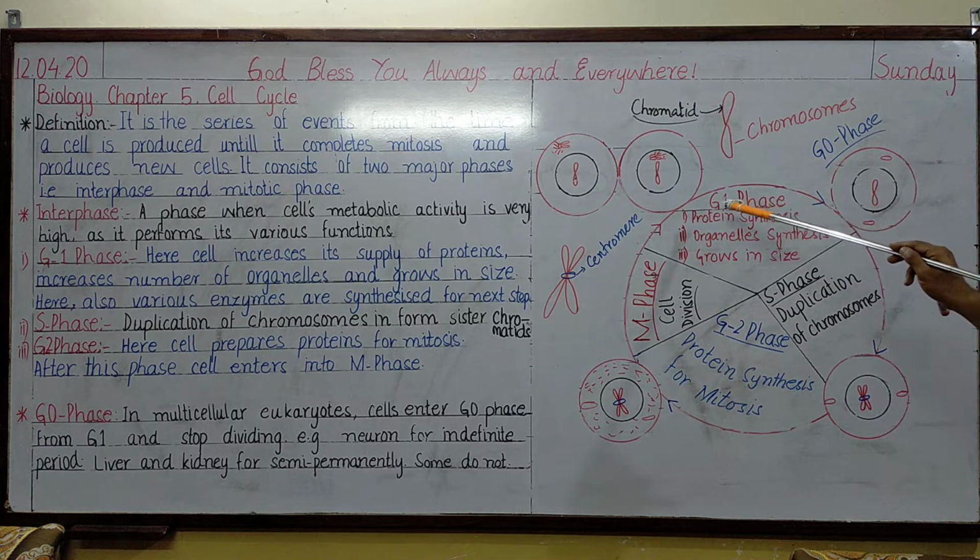G1 phase, I'll just repeat what happens. The cell prepares itself for division: protein synthesis, organelle synthesis, and growth in size. Then the second is S phase. In S phase, there is duplication of chromosomes.